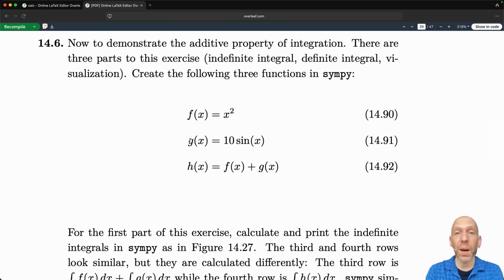To begin, implement these two functions, f of x and g of x, as symbolic expressions, so working with SymPy. So f of x is x squared, and g of x is 10 times the sine of x. And then we have another function, h of x, which is simply the sum of f and g. So pretty straightforward. Two unique functions, and then we create another function h simply by adding f and g together. And then the idea is to confirm that the integral of f plus the integral of g equals the integral of h, which is the integral of f plus g.